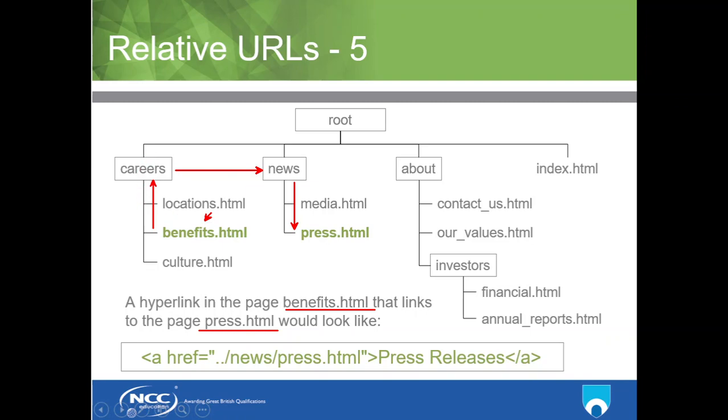So to get out of the careers folder, we use the two dots, then forward slash. To get into the news folder, we use news. Then forward slash. To load press.html, we write press.html like that. And therefore, when you click this content, press releases from this web page, then it's gonna load press.html.